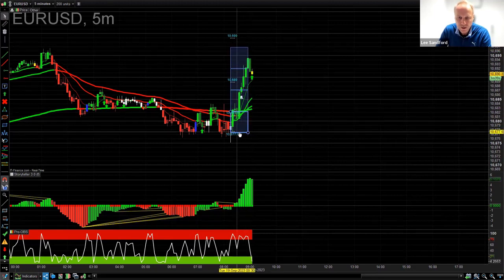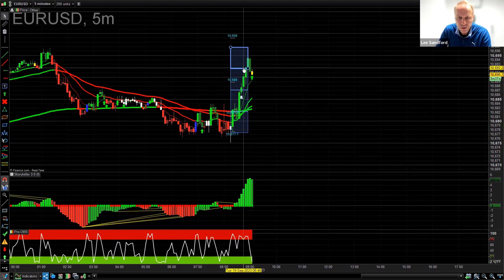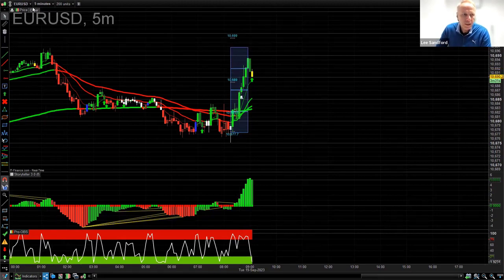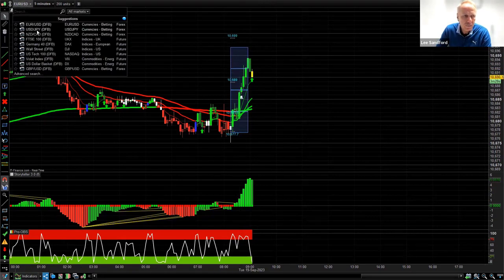Entry was here. Stop here. 1-to-1, 2-to-1. There's 3-to-1. So you've got a 2-to-1 risk reward ratio here, and you hit 2-to-1. Bank it, move on. Let's go and have a look at some other examples right here.